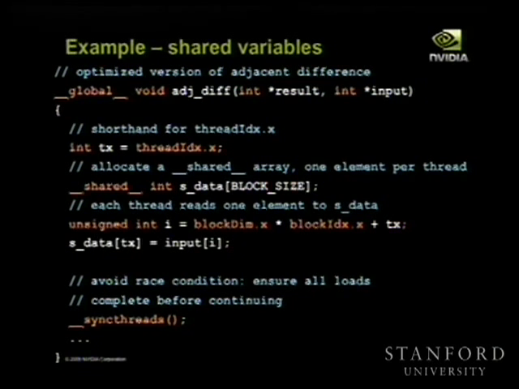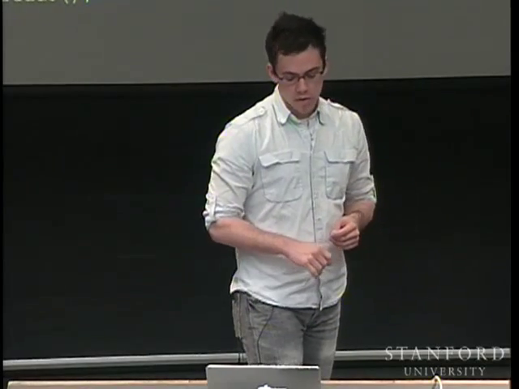The synchronization happens, so the question is, who synchronizes on the sync threads? It's all the threads in a single block, right? Because we can't do global synchronization, if that makes sense. Okay, and let's look at the second half of the kernel.